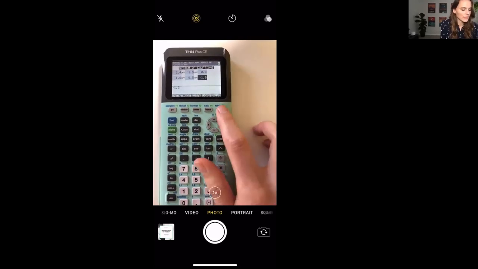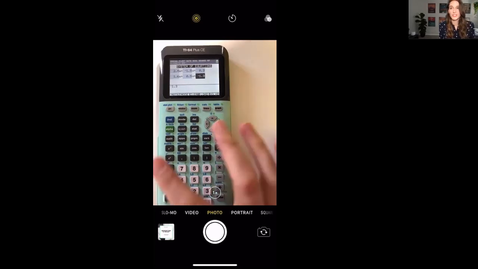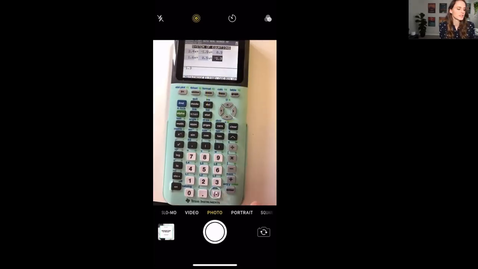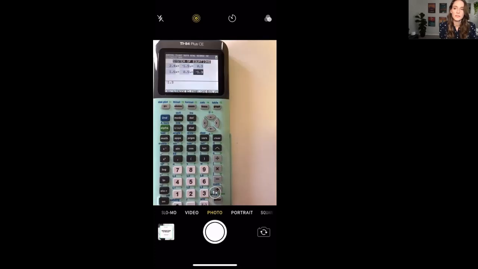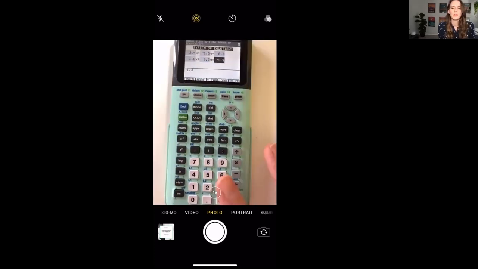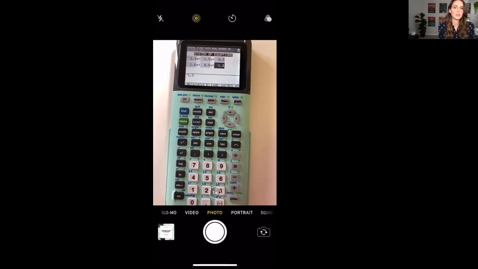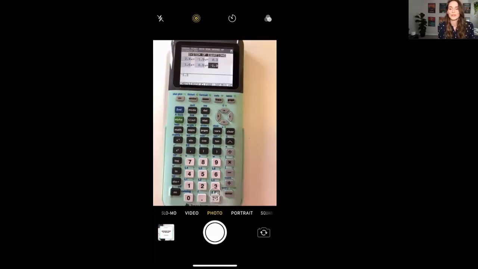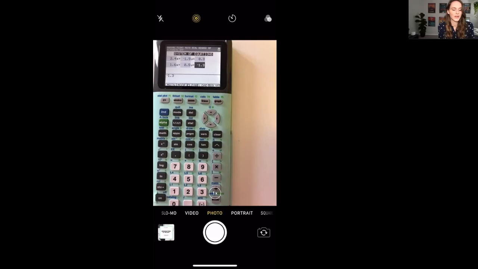Someone asked if other calculators also have this feature. So the TI-84 Plus can also do this. It just looks a little different. And there are other calculator models that can do similar things, but you would need to look in their user manuals to figure out how.